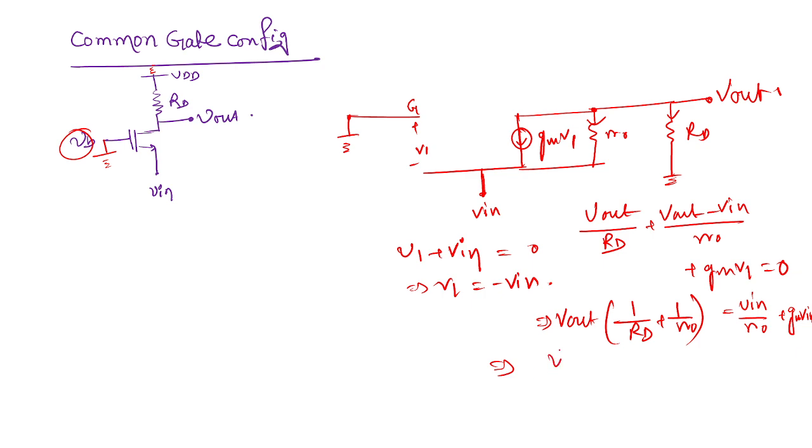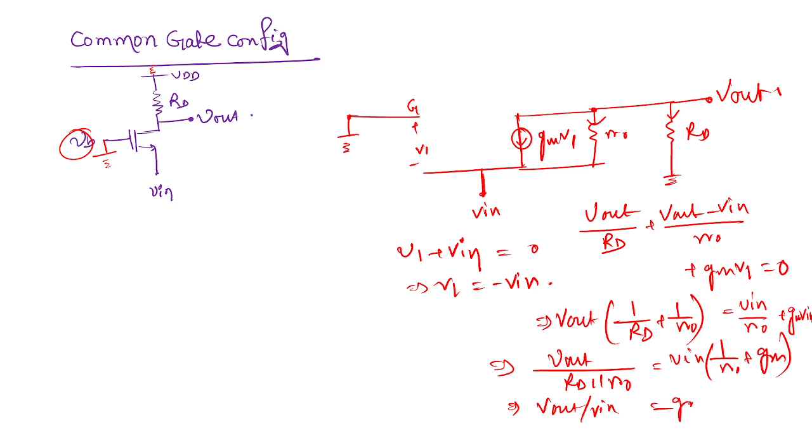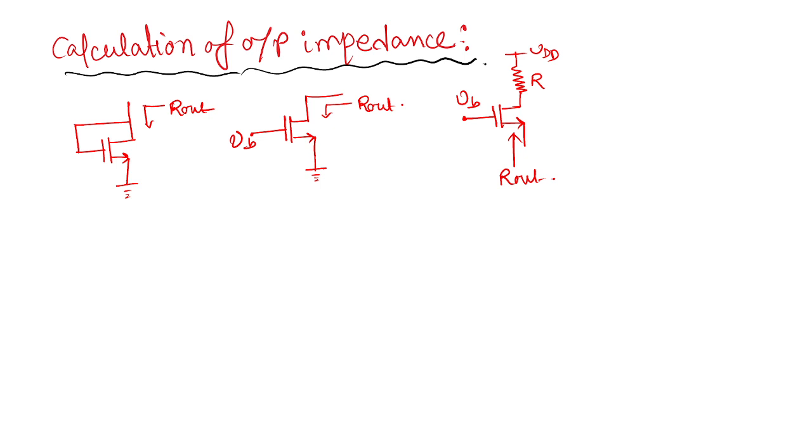Okay, so V out by RD parallel R0 is equal to Vin into 1 by R0 plus GM. So 1 by R0 will be much smaller compared to GM, so you can write V out by Vin as GM times RD parallel R0. So this formula you need to remember to solve the next problems. Also, I am going to calculate some output impedance, which will help us later.